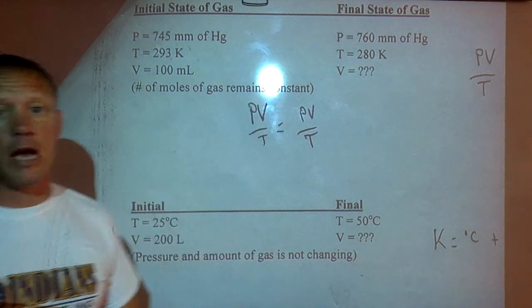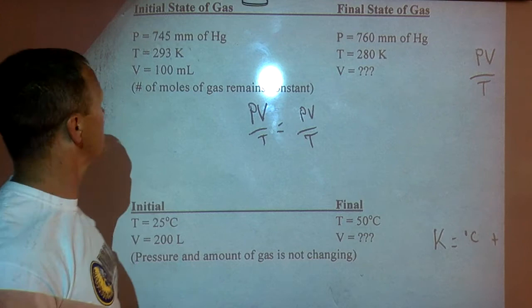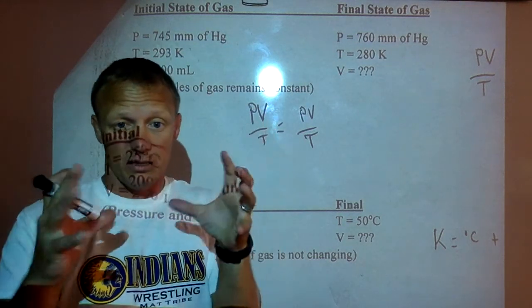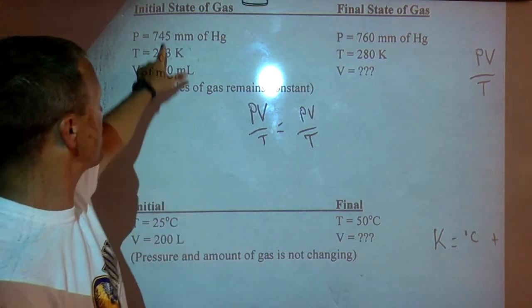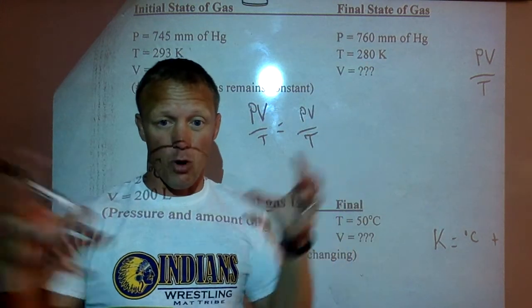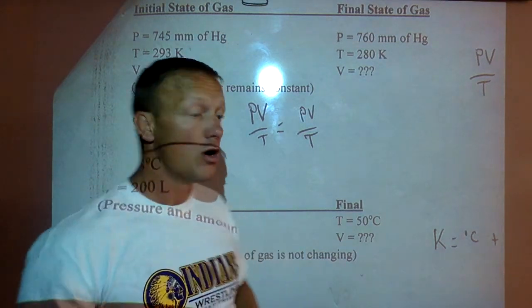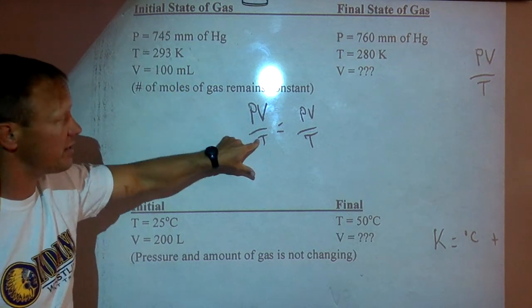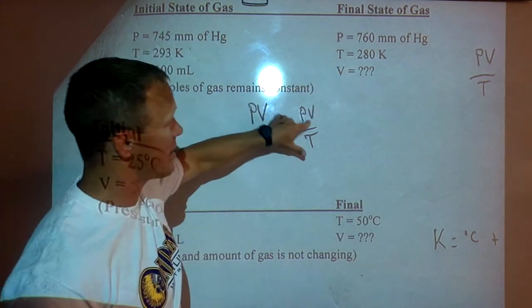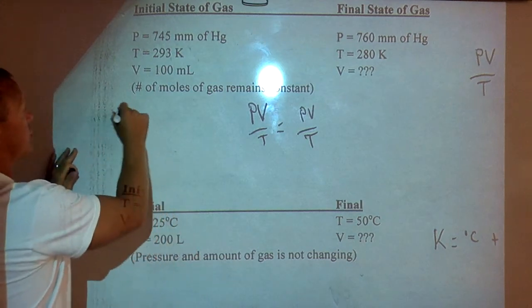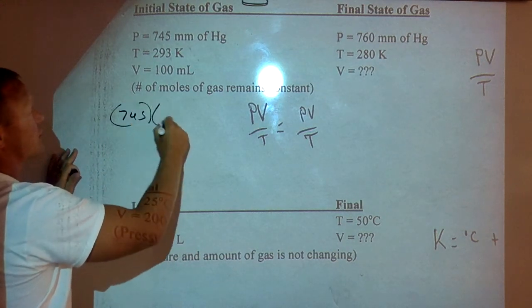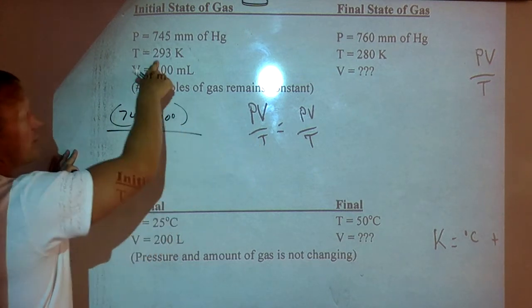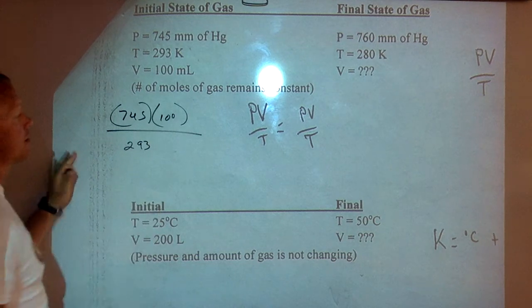Let's think about what would happen to the volume here conceptually without doing any math. First of all, the temperature is going down, getting colder, so that should make the gas take up less space. Pressure is going up, meaning there's going to be more pressure on the gas, which would make it take up less space. So our volume should be less than 100 milliliters. We'll put these three in together for PVT, put in P and T on this side, and solve for V. So I'm going to go 745, that's our pressure, times the volume, 100, over our temperature, which is already in Kelvin, 293.